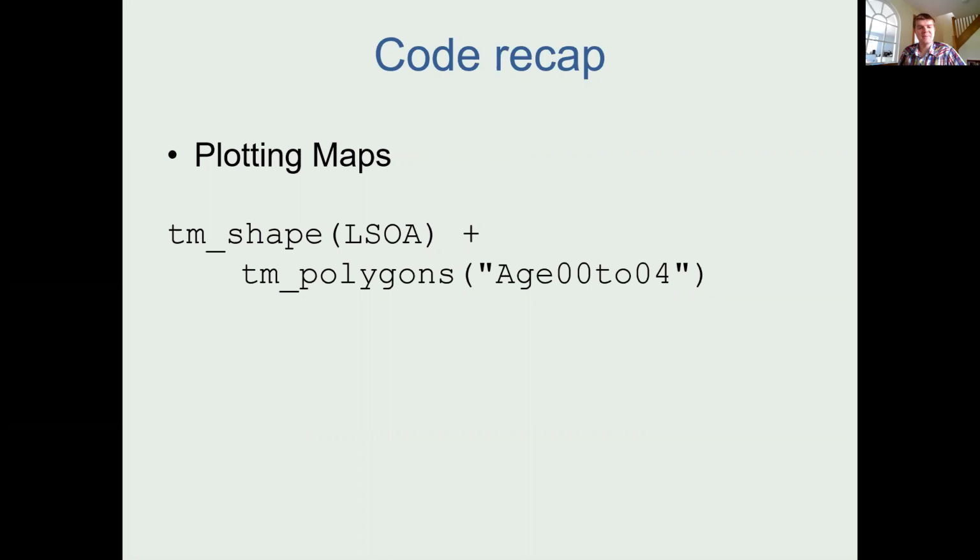We've been using the tmap library, and this is the starting code that we had to put our map together. So we have tm_shape(LSOA) plus tm_polygons and then age 0 to 4. And so we've got two key parameters here. Firstly LSOA, which is the shape file or the spatial data we're mapping, so the boundaries if you like. And then we've got age 0 to 4, which is which column of data we actually want to show on the map. So which column of data do we want to use to create the choropleth map?